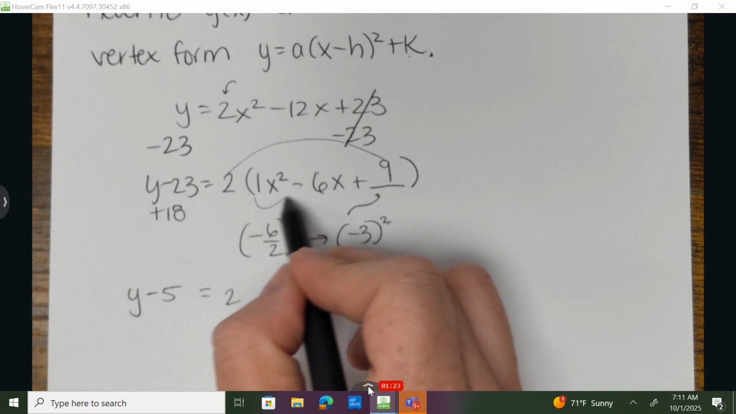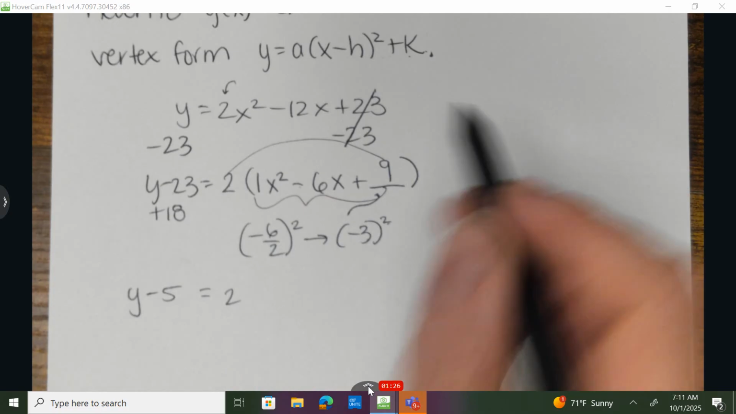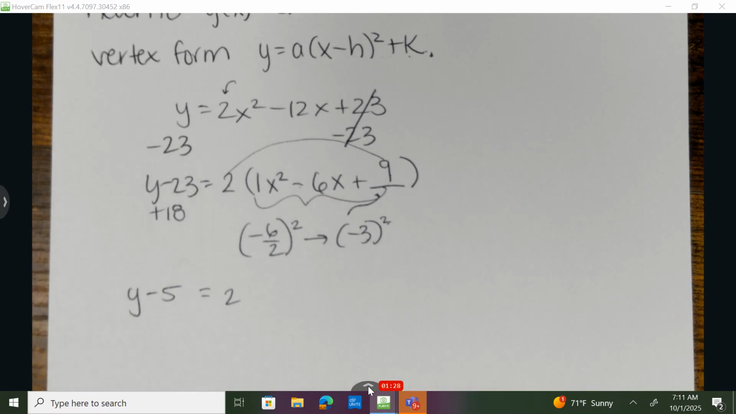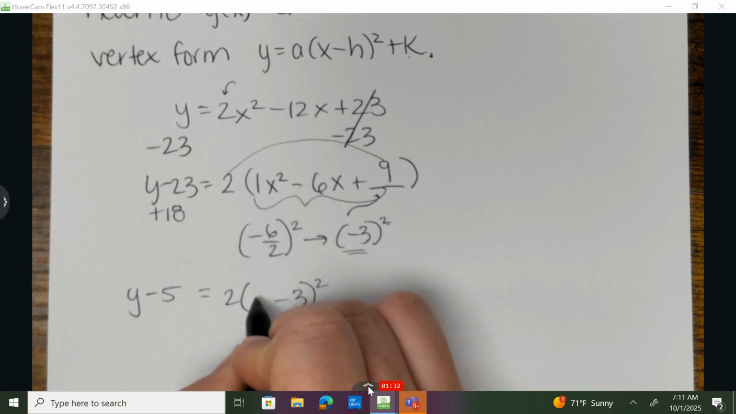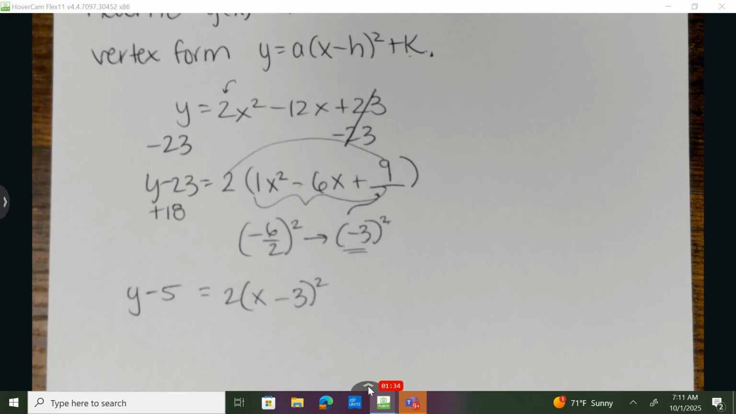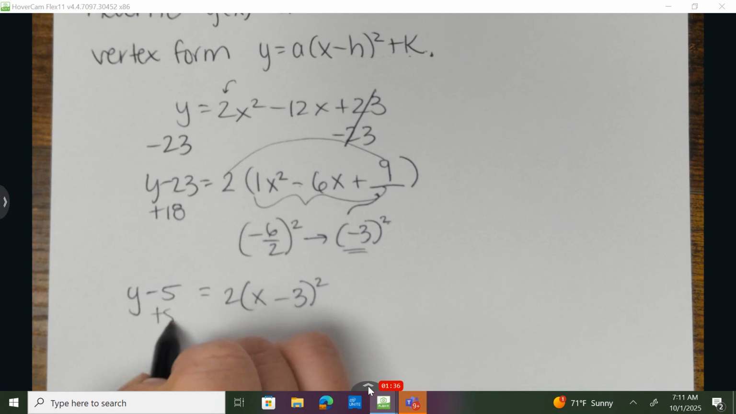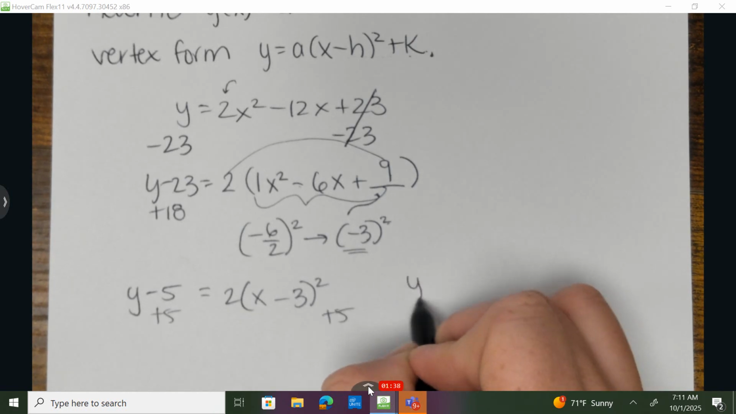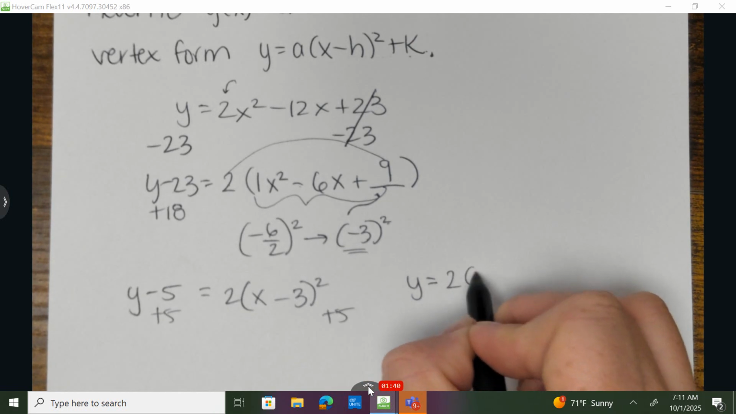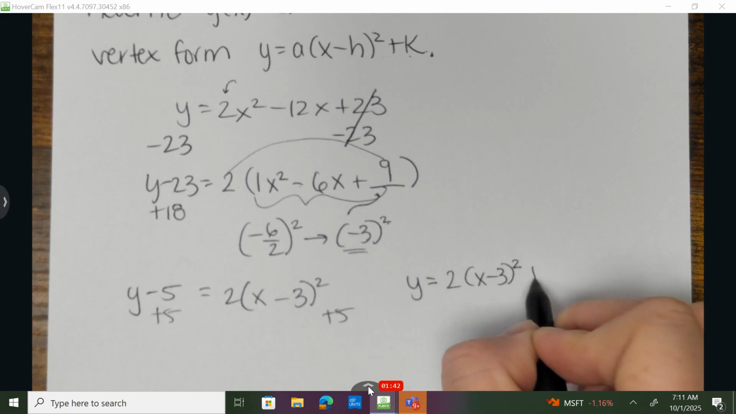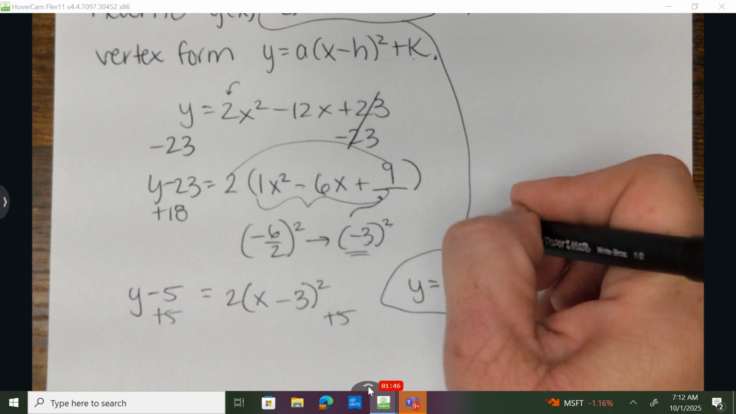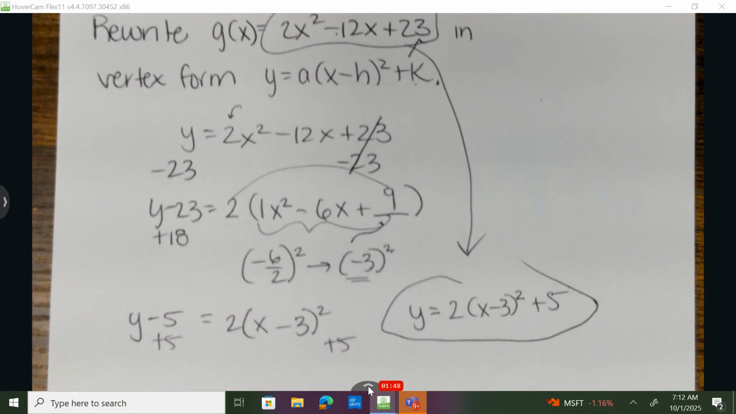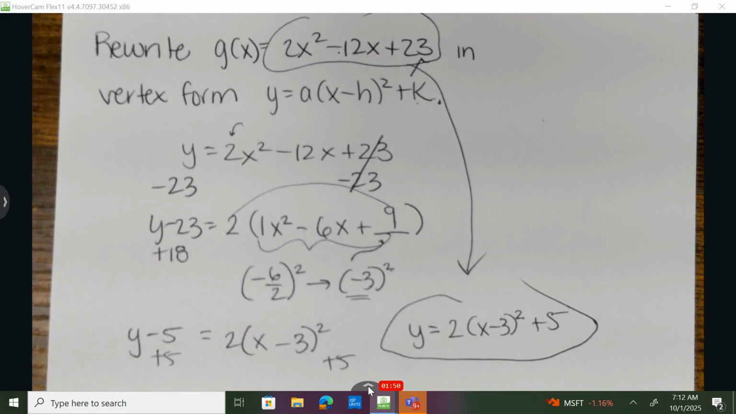And now I could ask you to come off to the side and factor this trinomial inside the parentheses. But a quicker way is to take this parenthesis, drop it down with an x in front of the value and the sign. Lastly, we move 5 back to the other side, and I have y equals 2 times the quantity x minus 3 squared plus 5. These are equivalent but in different forms.